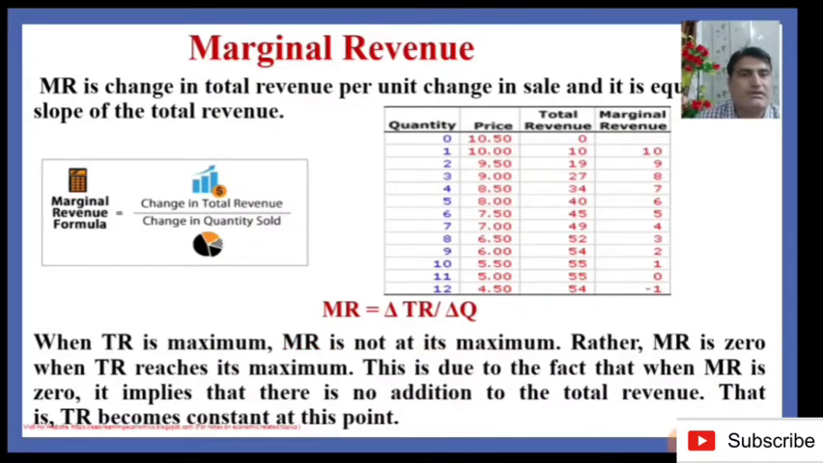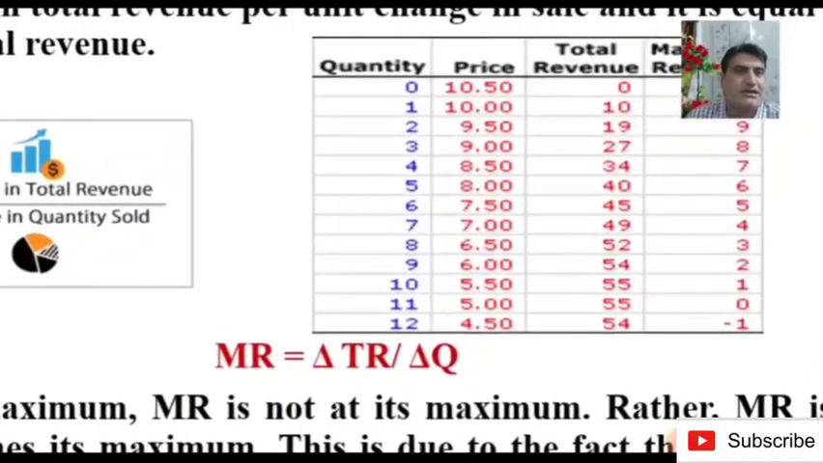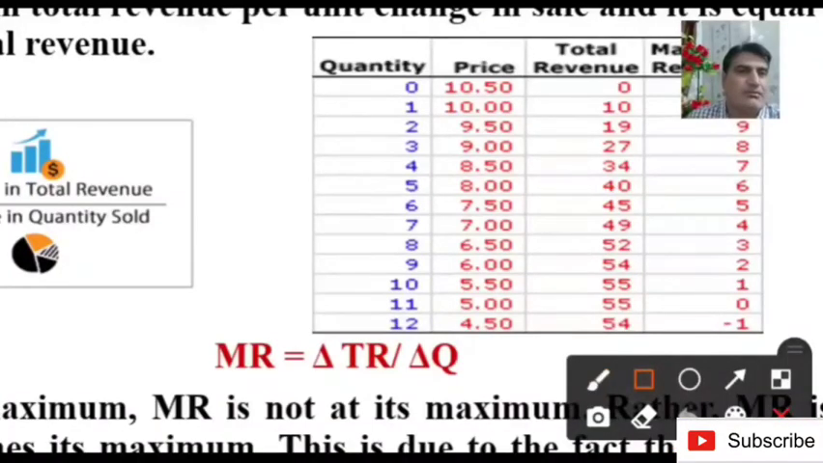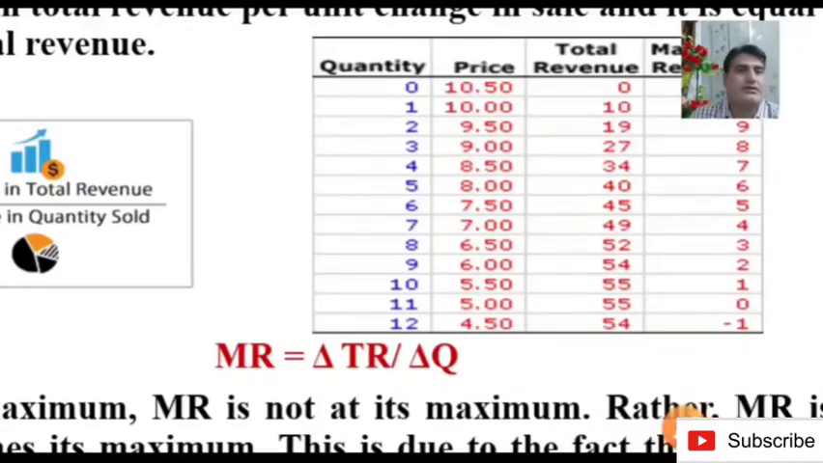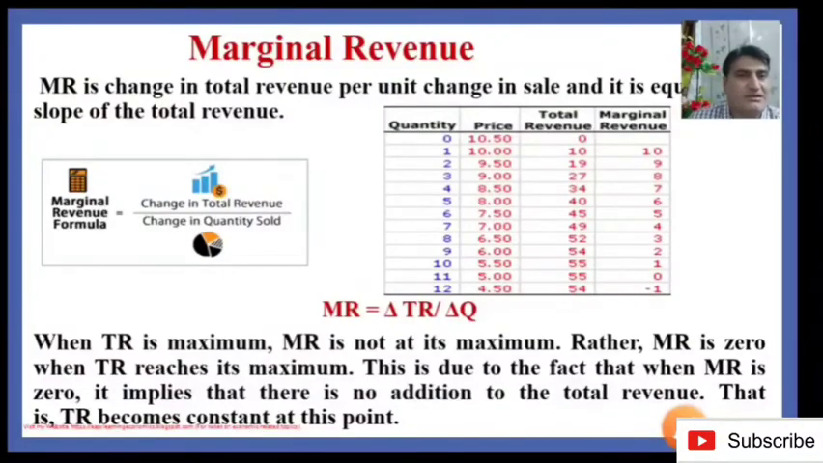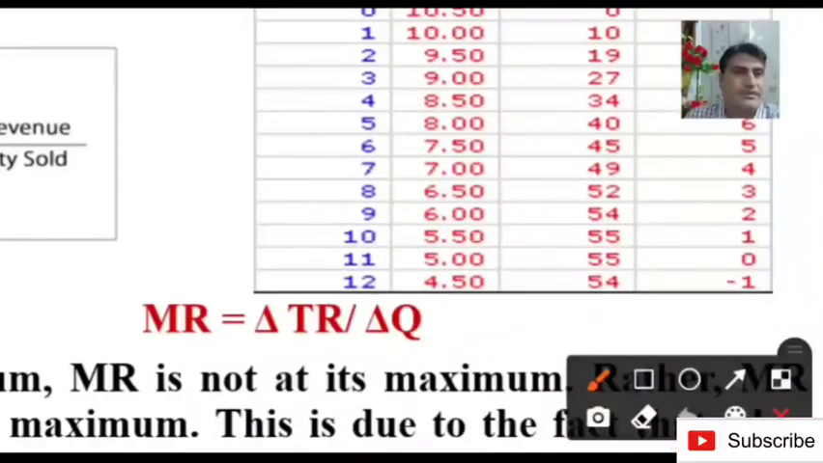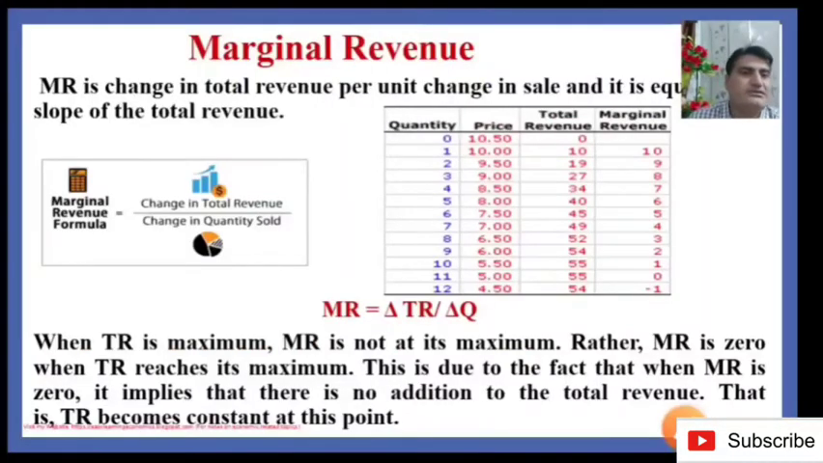So remember, when total revenue is maximum, marginal revenue is not at its maximum. You can see here, when total revenue is maximum, marginal revenue is not at its maximum point. Rather, marginal revenue is 0 when total revenue reaches its maximum. This is because when marginal revenue is 0, it implies that there is no addition to the total revenue. That is, total revenue becomes constant at this point.